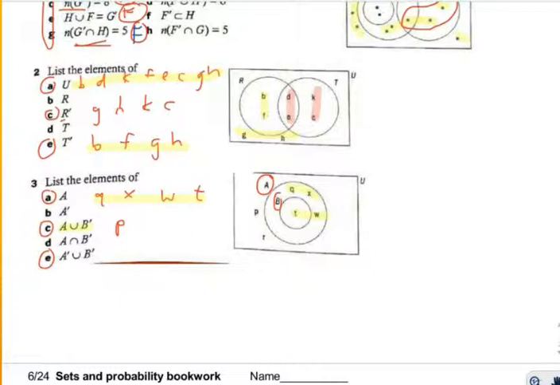Now I'm going to find A union B complement. So that would be A, and then let's find B complement. B complement would be everything outside B, which would be those. So the union of that would be P, R, Q, X, W, and T.